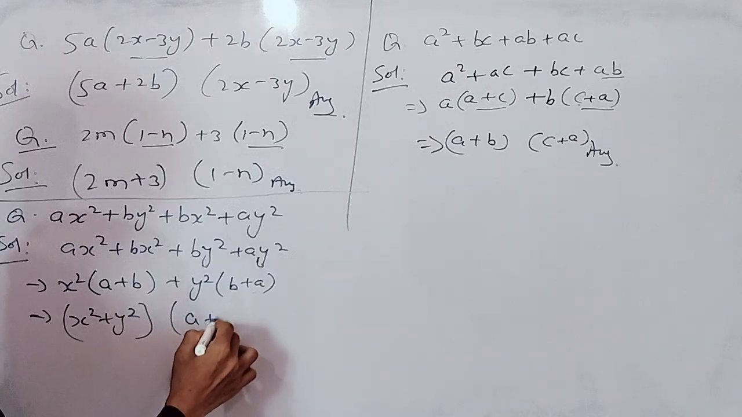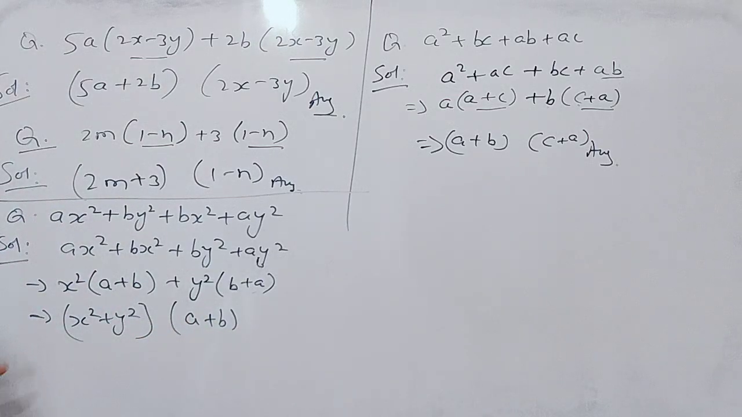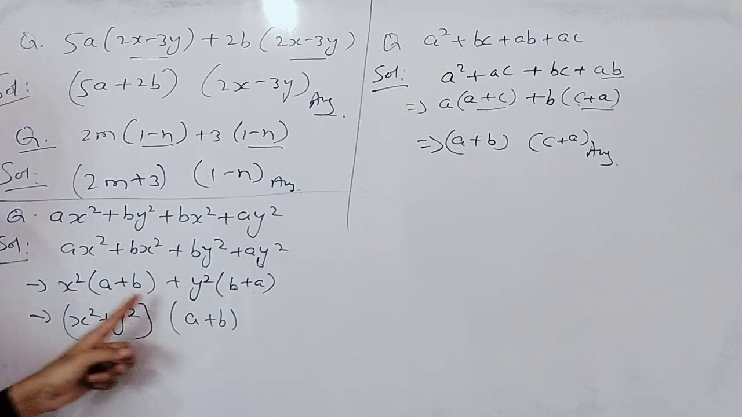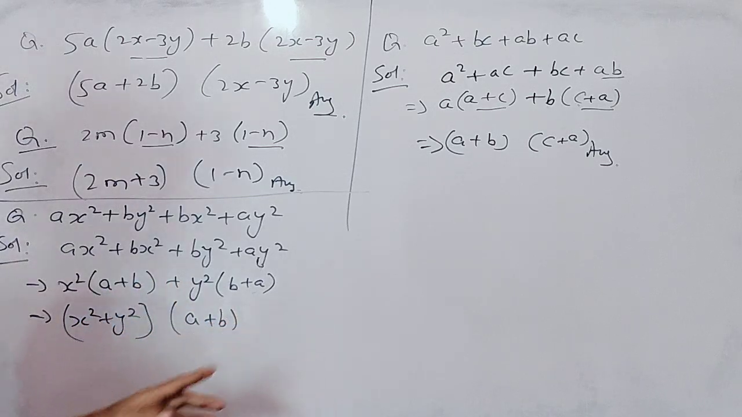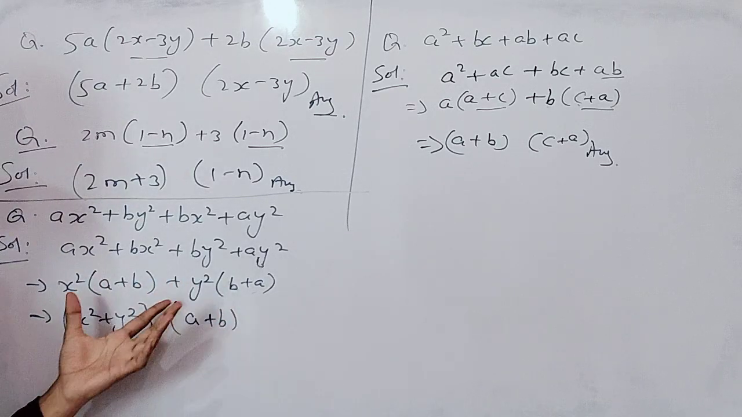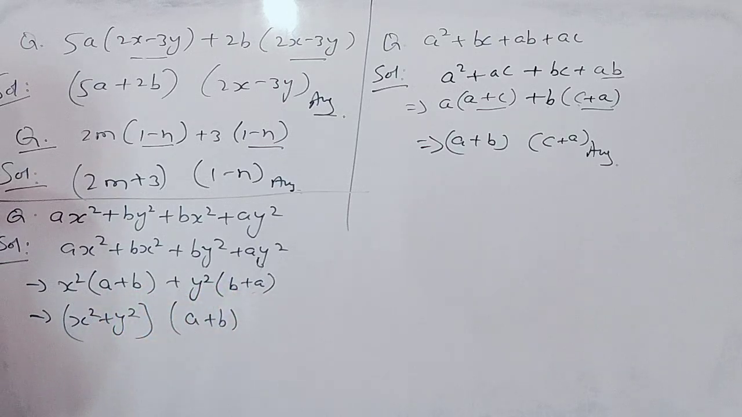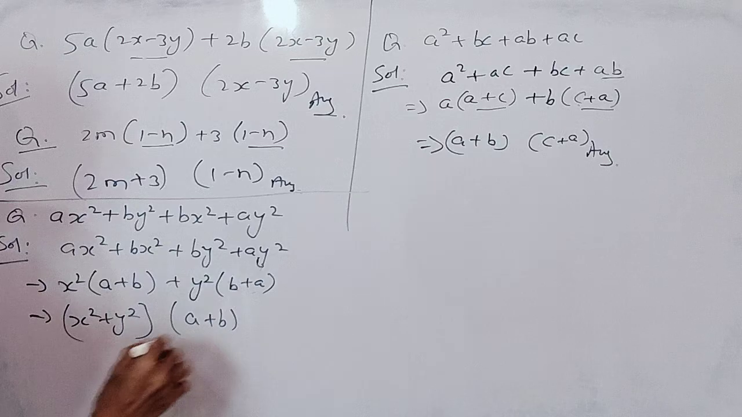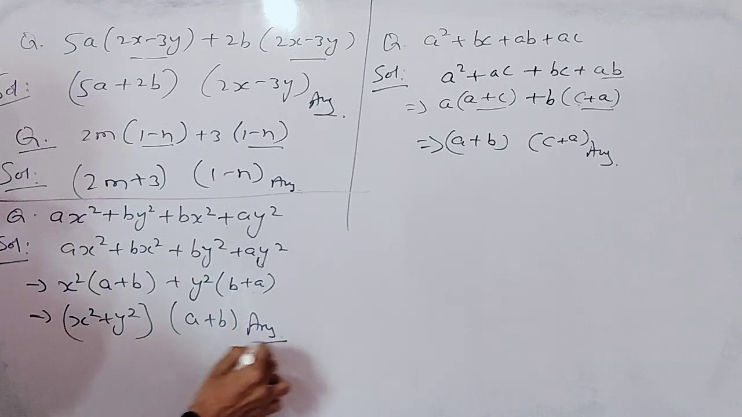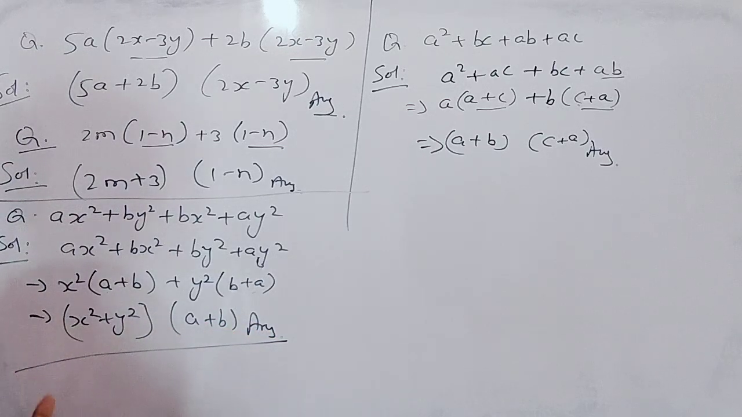Now outside terms, x square plus y square, now a plus b. These are outer terms. I wrote in one bracket. This and this bracket both are same. That's why both can be written as only one time. And I wrote here till here. So here I applied a regrouping method.